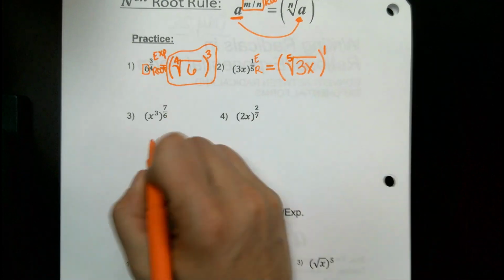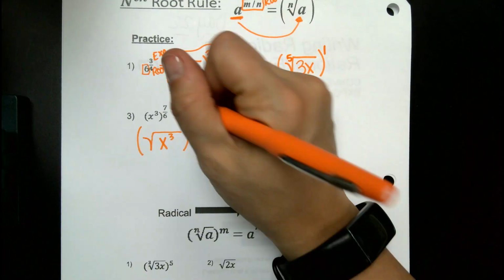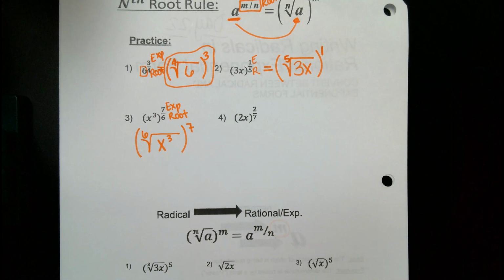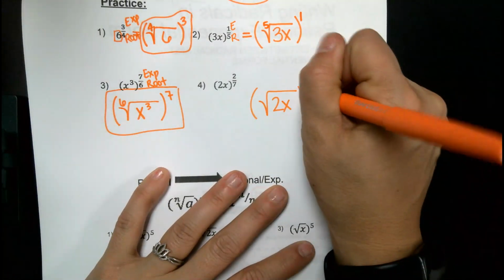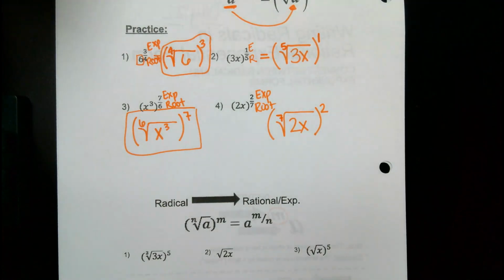Number 3, under the radical is what? X to the third. On the outside is the 7, and the root goes on the inside. Yep. For the next one, the 2x is what would go under the radical. You put parentheses around it. The top number is your exponent, so that will always go inside, and it should be located within that little dip of your radical.